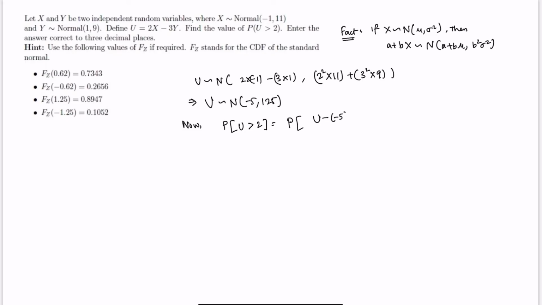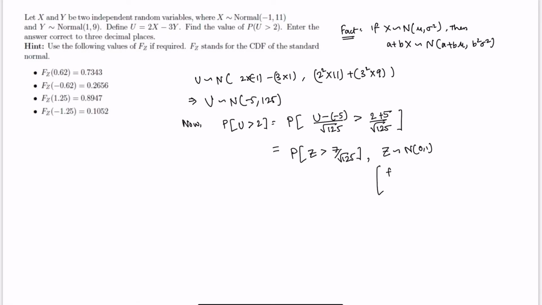That means (u minus negative 5)/under root 125 will be bigger than (2 plus 5)/under root of 125, right? So now I can rewrite this as the probability Z bigger than 7/under root 125, where Z follows Normal(0, 1).